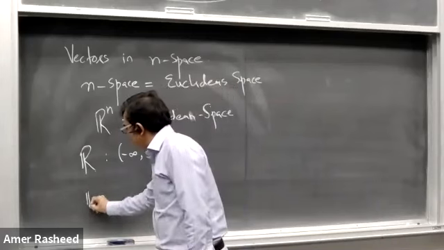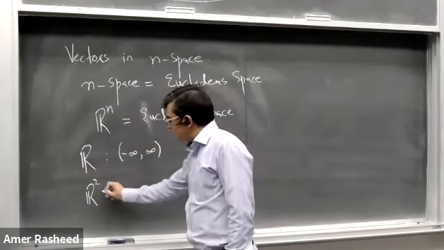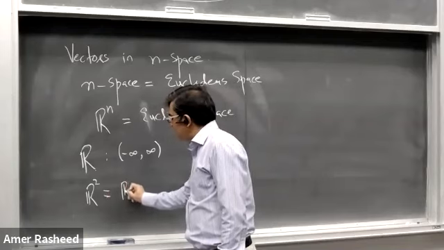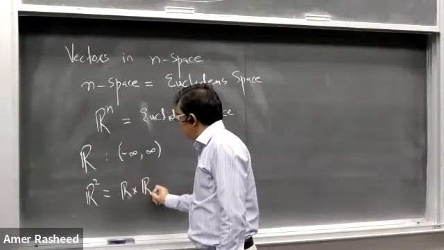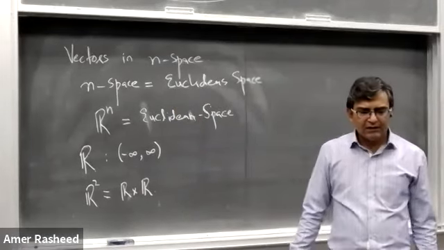And what is R square? R square is what? It is R times R. And what is R times R? It is a Cartesian product of two sets.